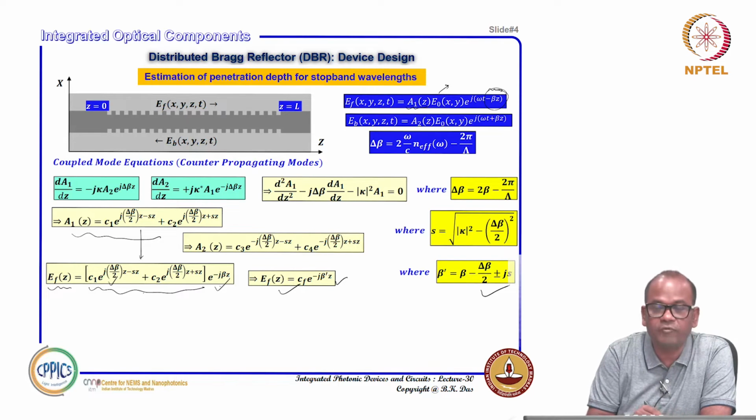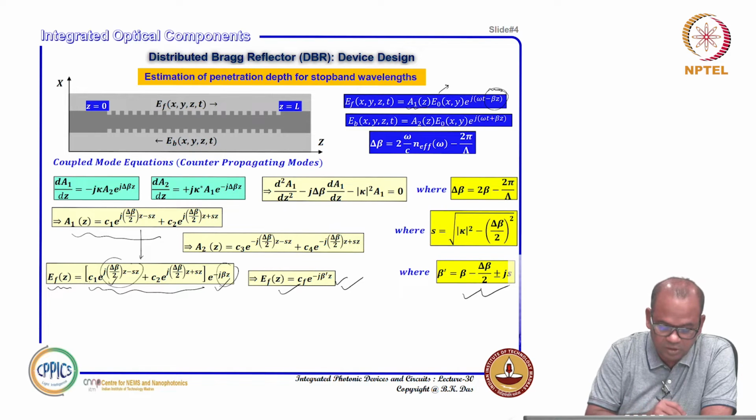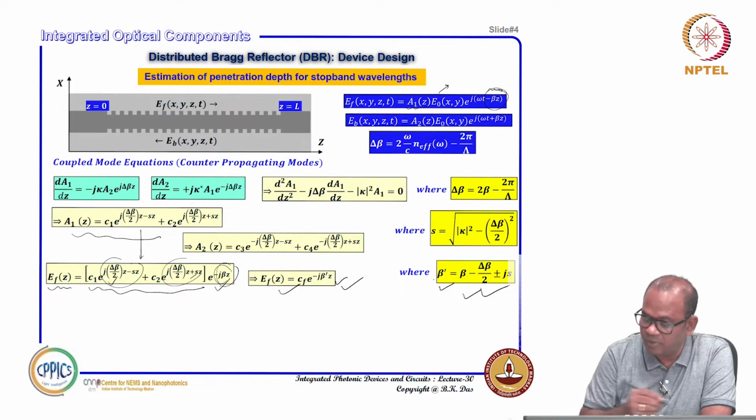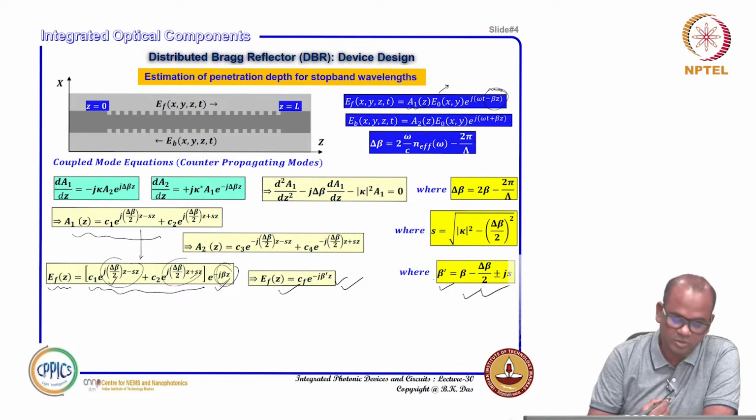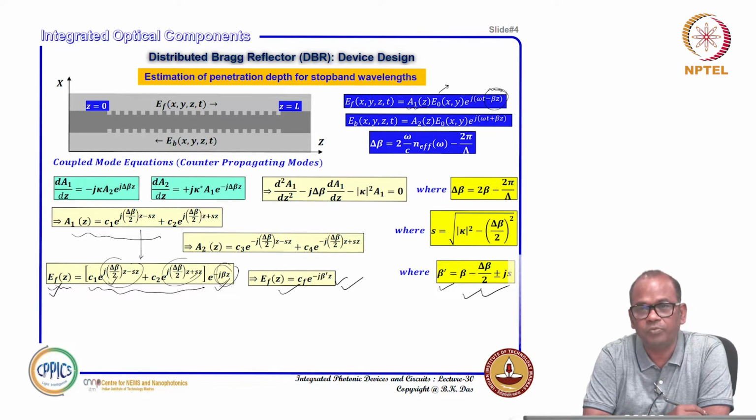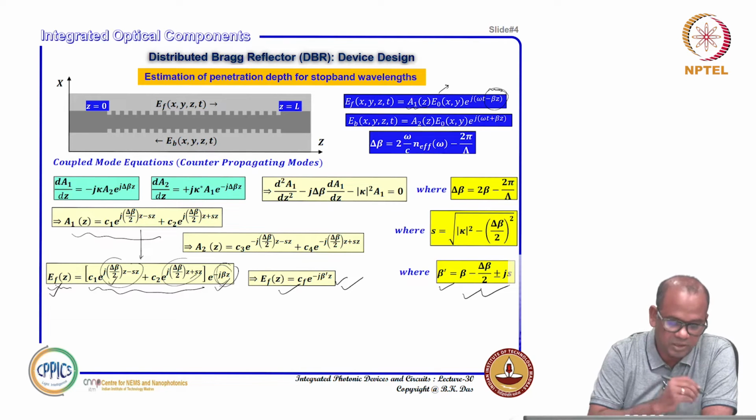So, instead of two different solutions as linear combinations, we write in a compact form where beta prime has two different values, one corresponding to e to the power minus j beta z added with this one and another with this one. One will be plus sz, another will be minus sz. So two different beta prime we can get, and their linear combination will be the solution for the forward propagating mode, shown here as the electric field. The magnetic field will also be identical.